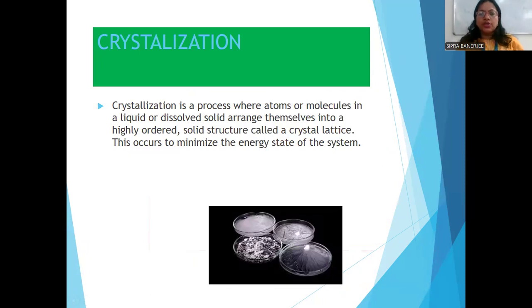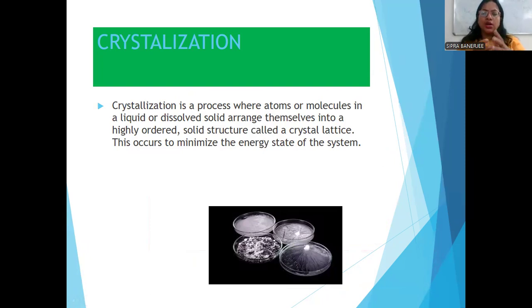So what is crystallization? You know very well. Crystallization is a process where atoms or molecules in a liquid dissolve in solid condition. They arrange themselves into a highly ordered solid structure called a crystal lattice. So this offers to minimize the energy state of the system.